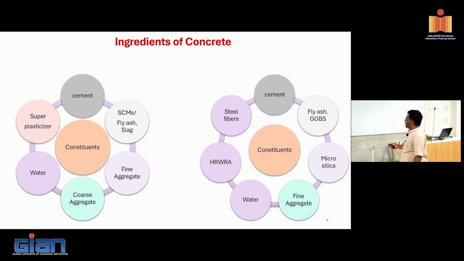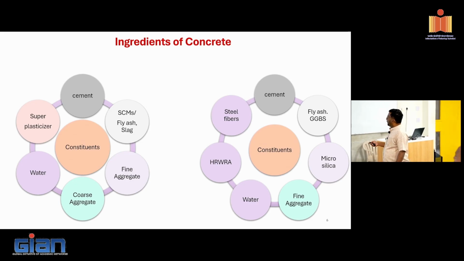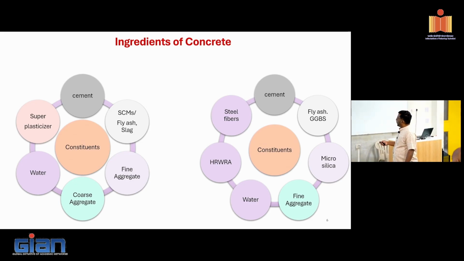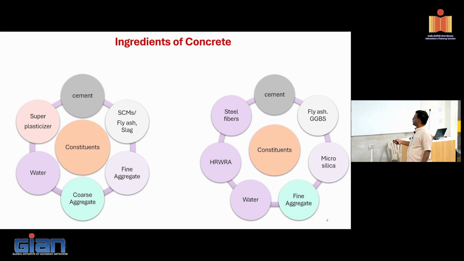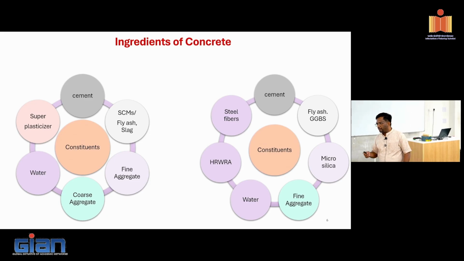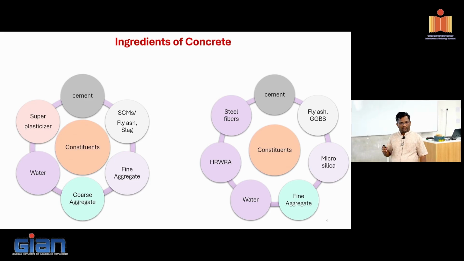Now, with respect to UHPC, if you see here, we are going to use again a lot of supplementary cementitious material like fly ash, GGBS, microsilica. And where does the microsilica come from? From chips, sir. Chips, waste of chips. What is the waste of chips? In the silicon manufacturing of these chips, a lot of silica comes out. So in fact, it's a costly material. It's a very fine powder, right?